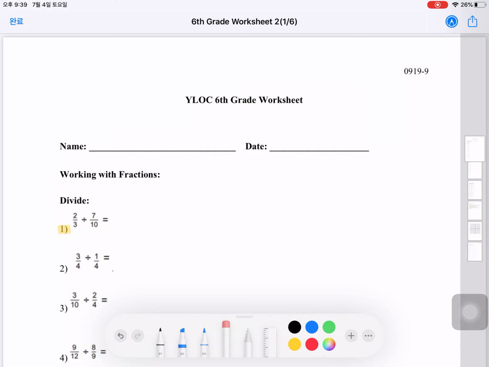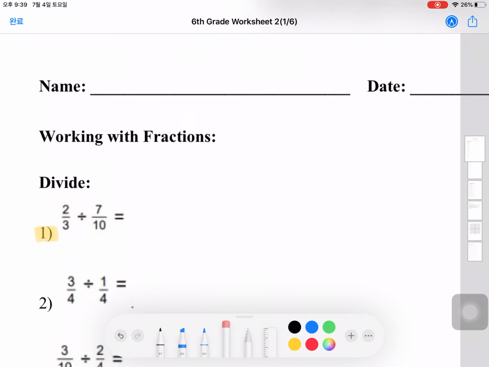So today we're going to be starting with working with fractions, with dividing and multiplying fractions. So let's get right into it.